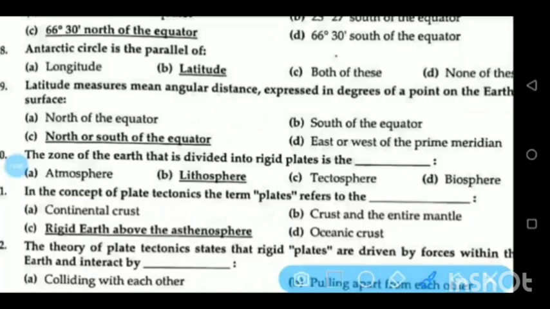Arctic Circle is the parallel of latitude. Latitude measures mean angular distance expressed in degrees of a point on the Earth's surface, north or south of the equator. The zone of Earth that is divided into rigid plates is the lithosphere. In the concept of plate tectonics, the term plates refers to the rigid Earth above the asthenosphere.